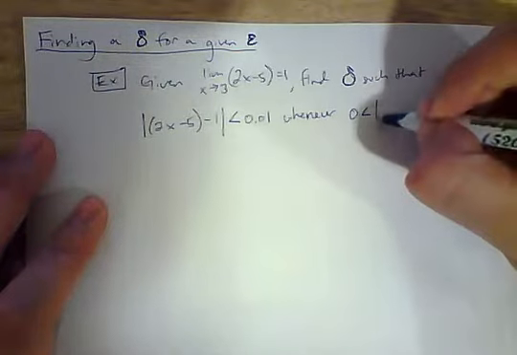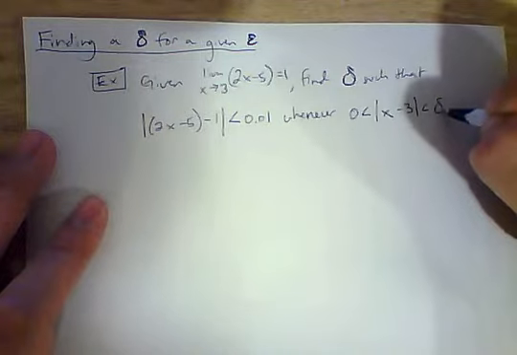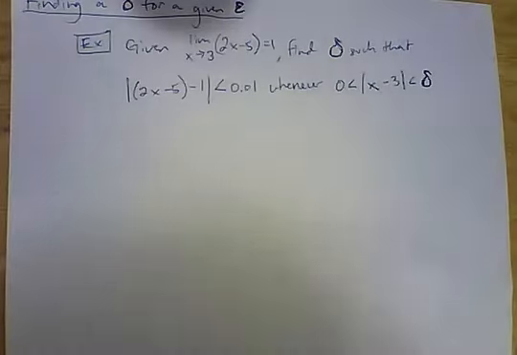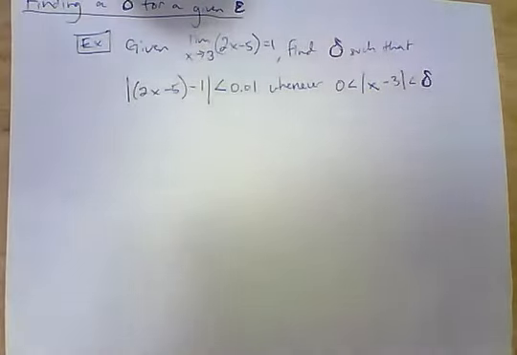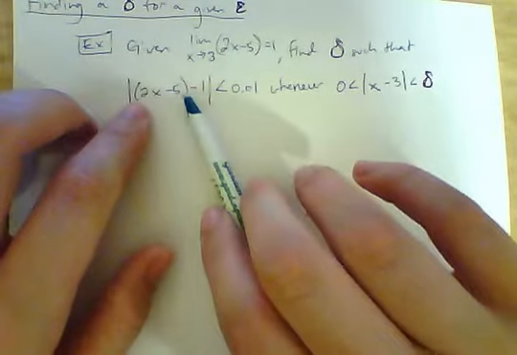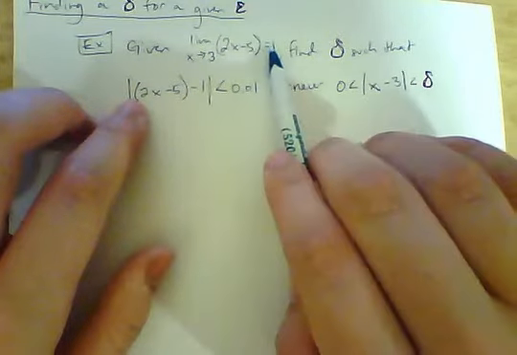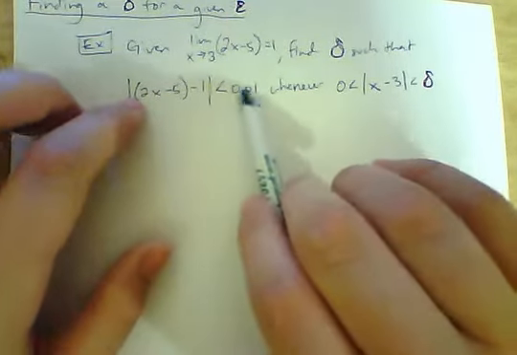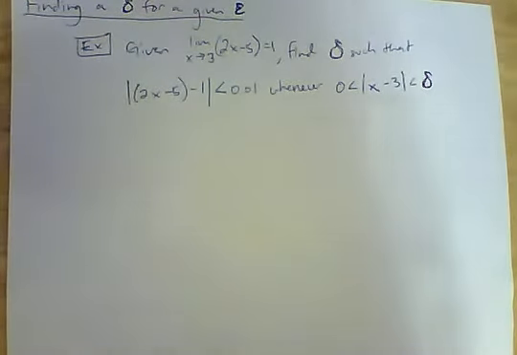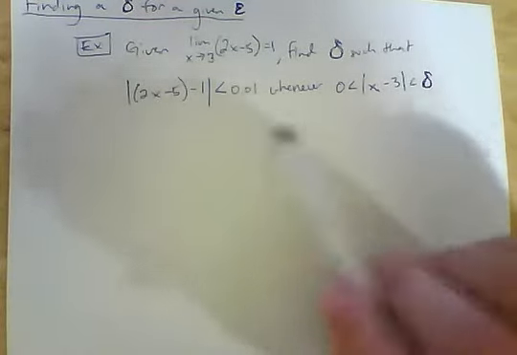Whenever 0 is less than the absolute value of x minus 3 minus our delta. Okay. First, let's just discuss what they've done for us. They got this piece from that f of x minus the L, right? Here's our f of x. Here's our L, what the limit was equal to. And they are telling us that our epsilon value is 0.01. They already gave that to us. And now our job is to find a delta value within those ranges.